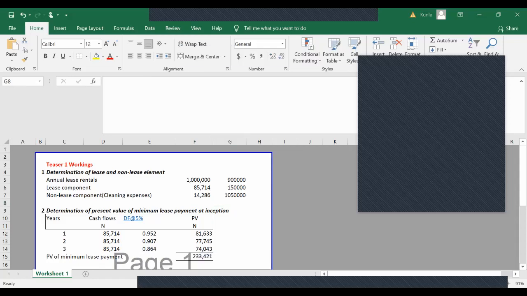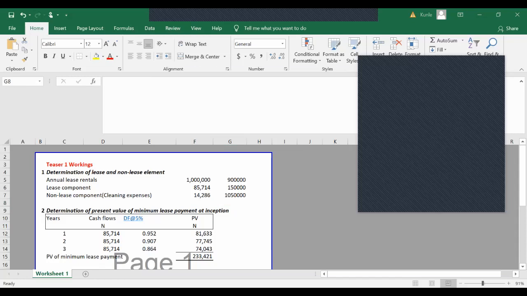Who can give me the standalone similar rental agreement? In the question I read earlier, 900,000 was the rent component of that similar arrangement, and 150,000 is the non-lease component. Awesome, awesome. So it shows we are together.